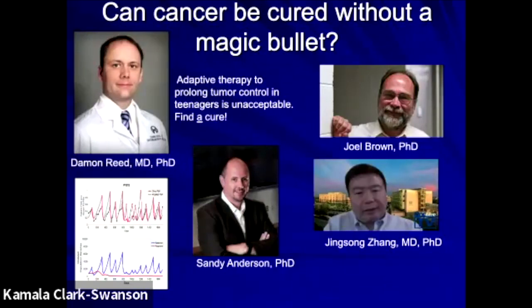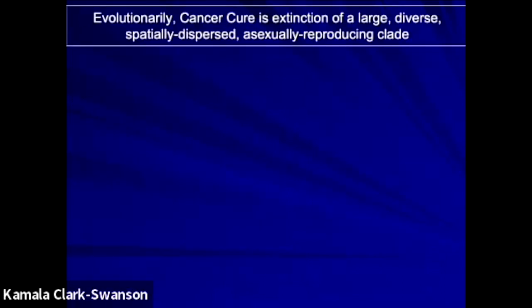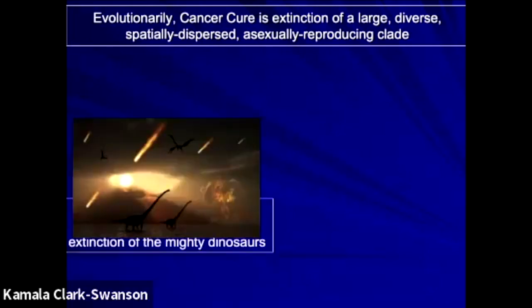And so this group of us in here have been looking at a variety of different approaches to can we use evolutionary dynamics for cure. So arguably, cancer cure is essentially an extinction. Several people have written about that. I know Carlo has an article on it, and I completely agree.